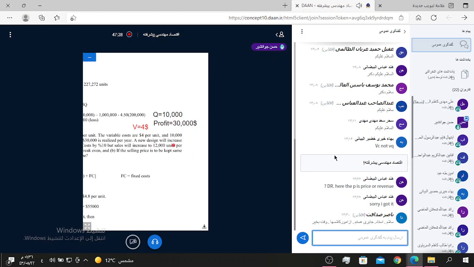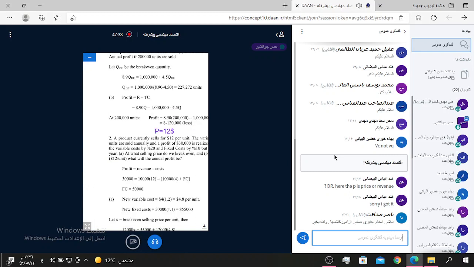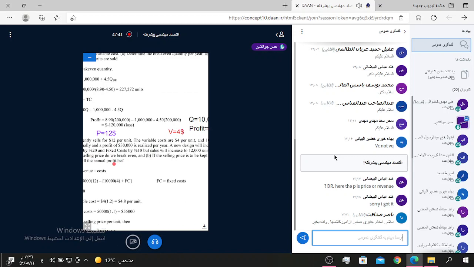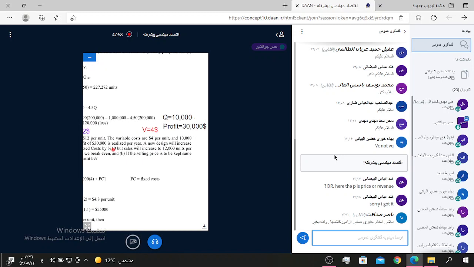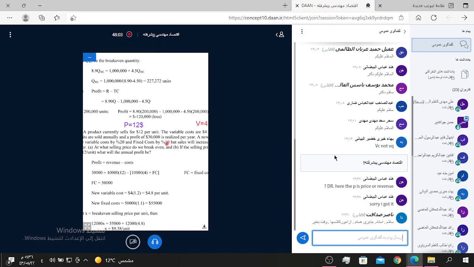A new design will increase the variable cost by 20% and fixed cost by 10%, but sales will increase to 12,000 units per year. Good.